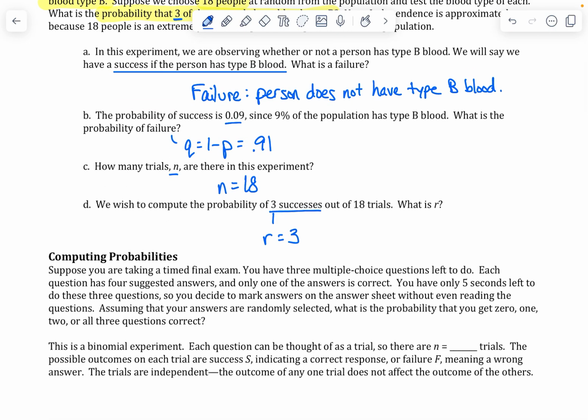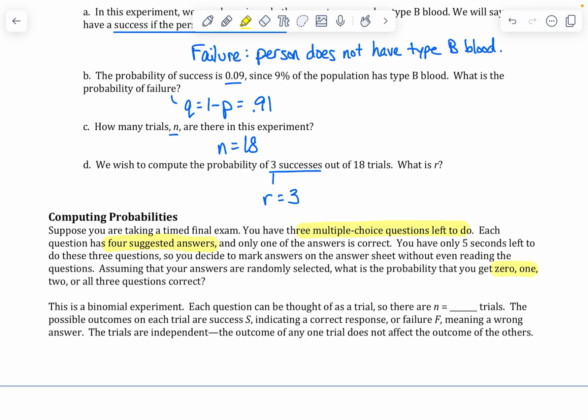So if you're taking a final exam and you have 3 multiple choice questions left, you know that there's 4 answers on the test, and only one of them, of course, is correct. Now, if you only have 5 seconds left to answer them, you're not going to read them and try to figure it out. You're just going to quickly mark something on there without even reading the questions. So they're basically random, right? So what's the probability that you will get all or none or anything in between correct?